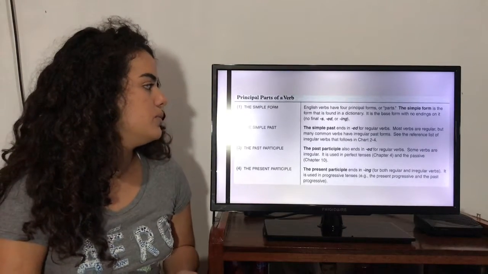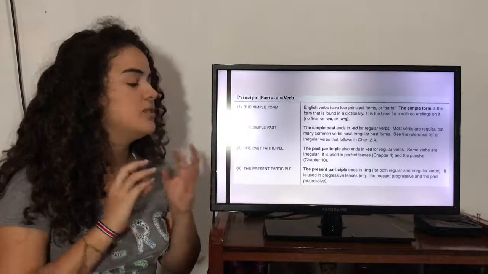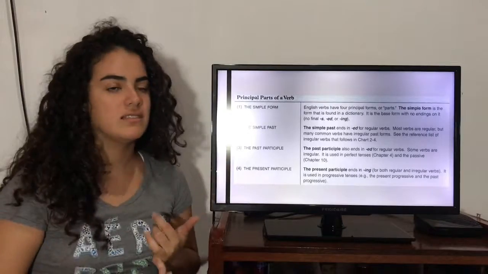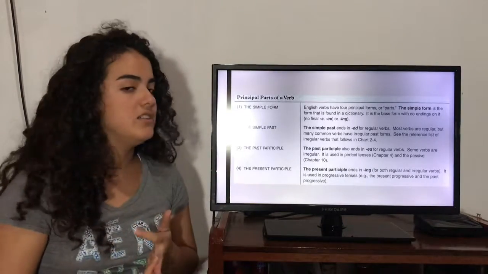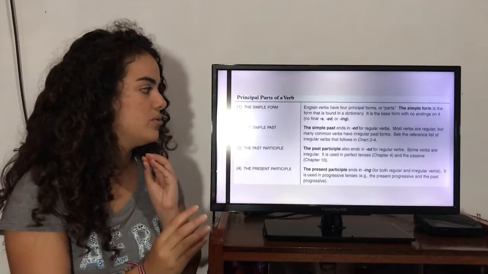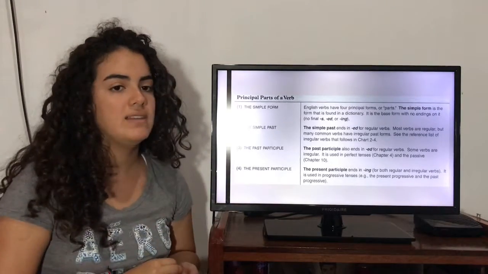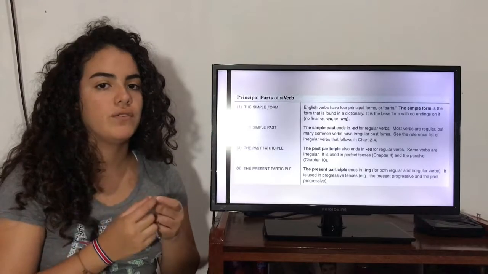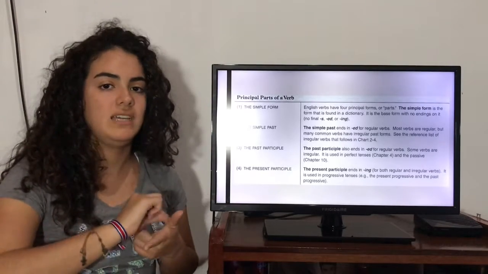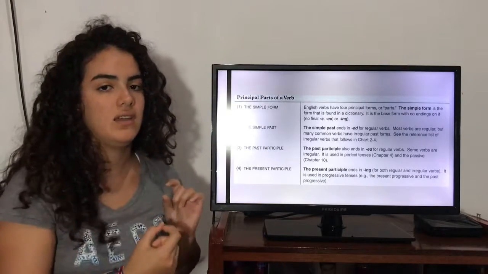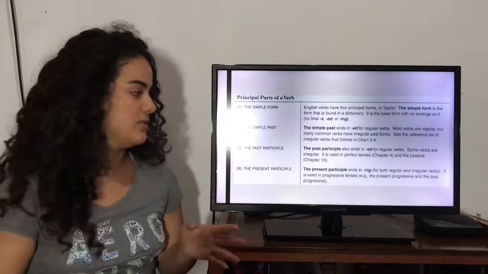Now we have the simple parts of the verbs. So the simple form of the verb is just the verb like it is. Not s, not ed, not ing, just the simple form. Okay, now we have the simple past. The simple past is when we use the regular forms and we just have to add the ed. So the regular form, we need to add ed. In the irregular form, they are totally different.